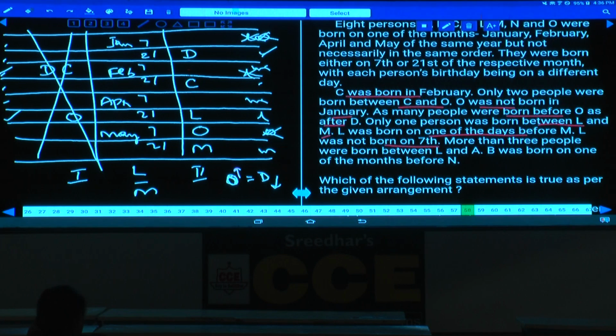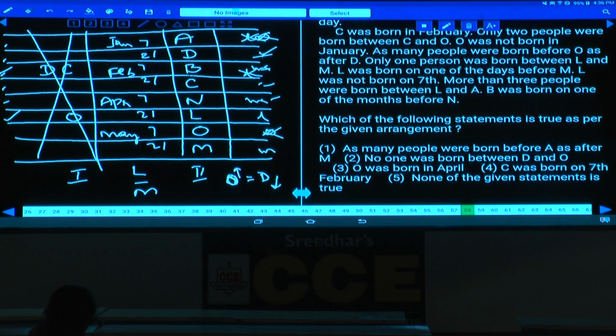And more than 3 people were born between L and A. More than 3 people means either 4 people or 5 people and so on. Here, what is the only possibility? 4 people. Hence, A must be on the first day. And B was born in one of the months before N. As B was born before N, B is here, N will be here. Now, this is how these 8 persons were born on different dates in the same year. What is the order here? A, D, B, C, N, L, O, M.